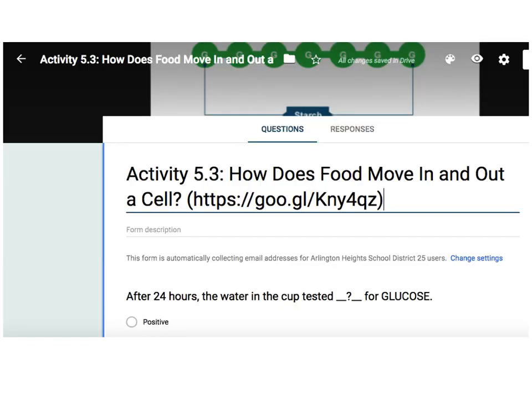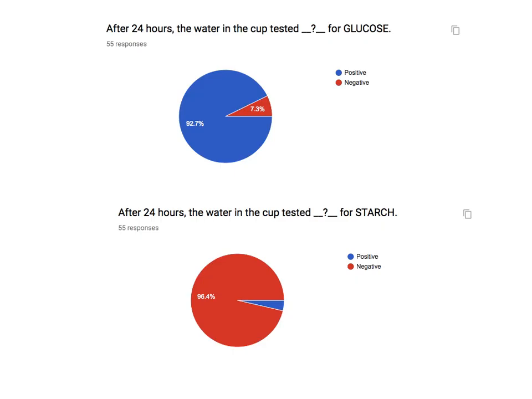Students then submitted their findings in the shortened URL. The results were as follows. 93% of the students tested positive for glucose. Those who had a negative test might not have heated the solution long enough to see any change. And also, after 24 hours, we ended up with a negative result for starch. There was no starch present in the water. Students who got a positive might not have rinsed their cell model thoroughly, or it could have leaked overnight and they got a false positive.